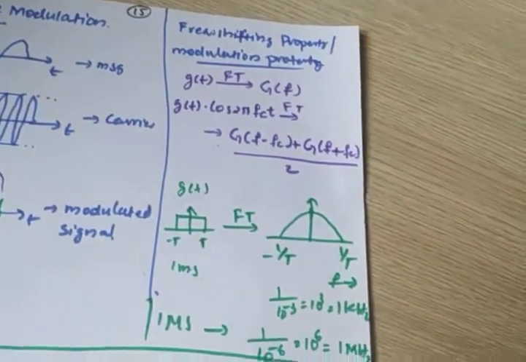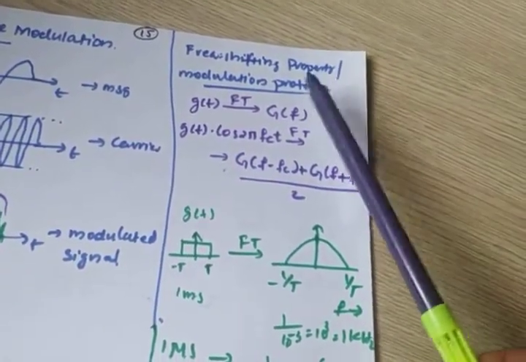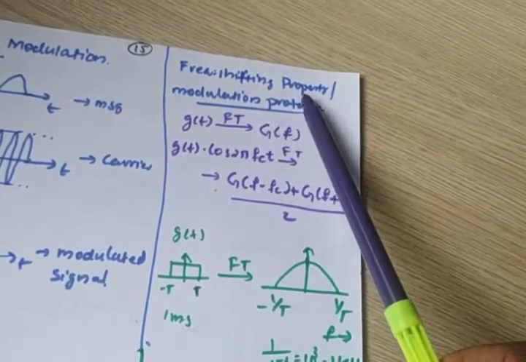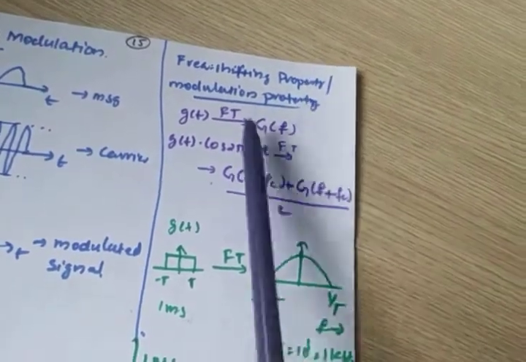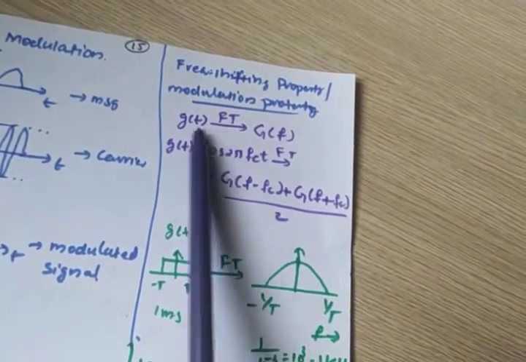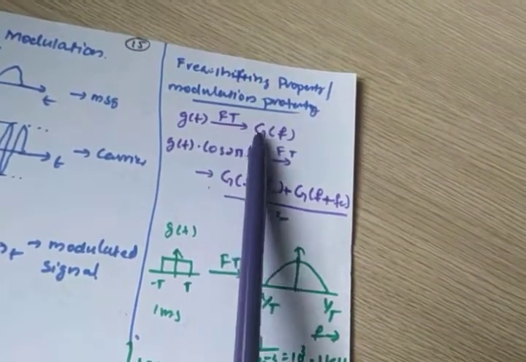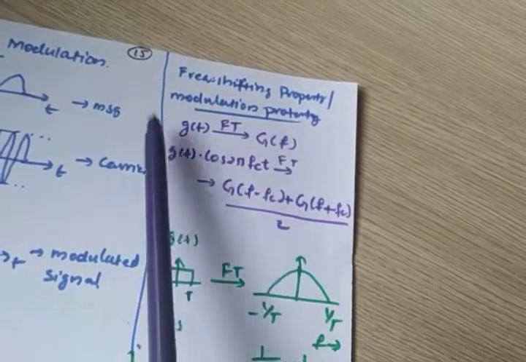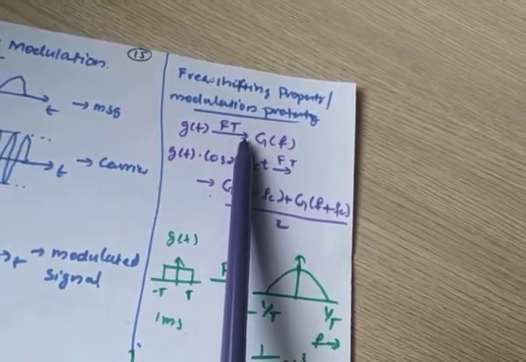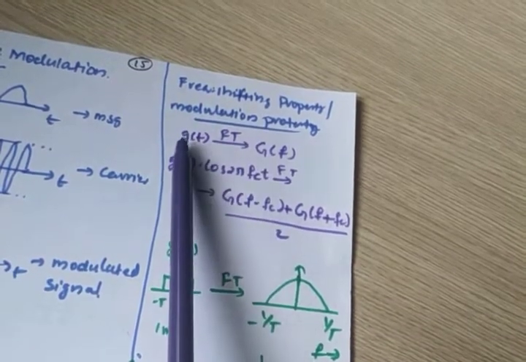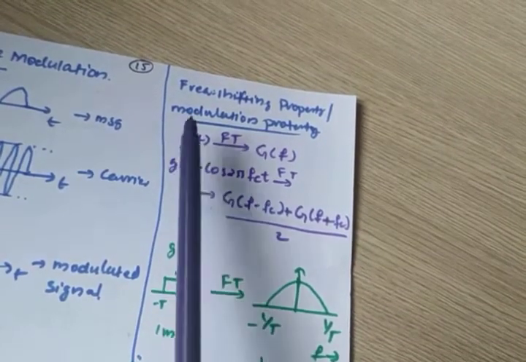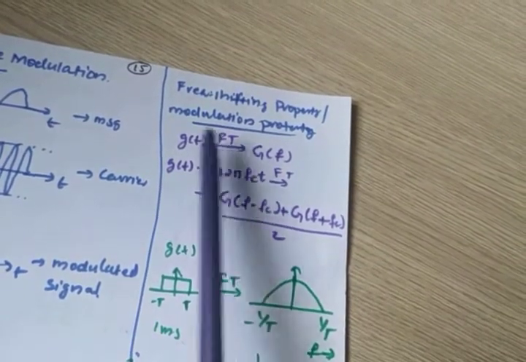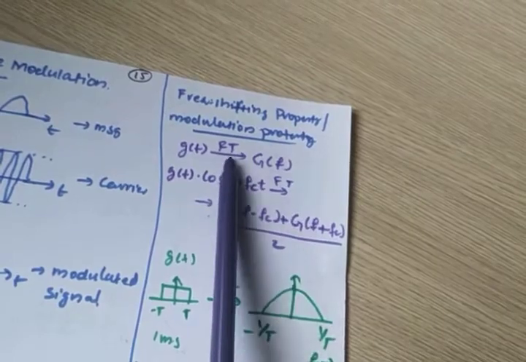These are some frequency shift properties you have to know: the frequency shifting property, or modulation property. What is it? G of t is a signal. You take the Fourier transform, you will get G of f. The Fourier transform is a tool to convert a time domain signal to a frequency domain signal. So something is in time domain; if you want the frequency response or frequency spectra, you have to use the Fourier transform. So G of t is converted into G of f using the Fourier transform.